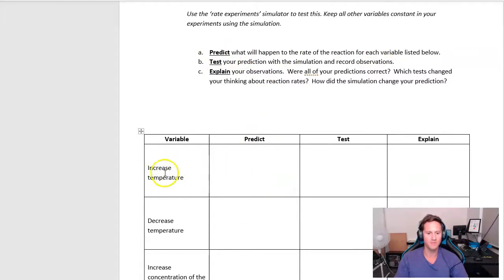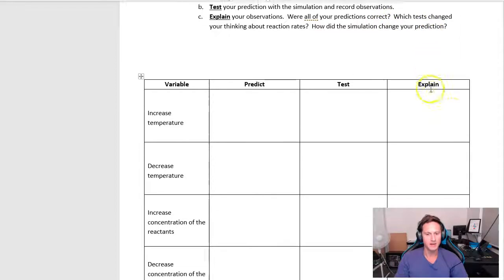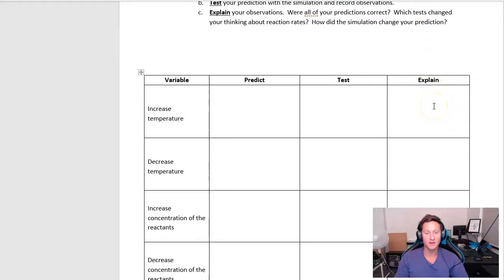When we increase temperature, how's that going to affect the rate of chemical reaction? Test using the simulator, record observations in this box here, and then explain your observations using particle theory, rate of reaction theory, and there's a few guiding questions there. Now, please feel free to put as much detail in here as possible. You don't have to keep to that small little box. Extend it, go nuts, basically.